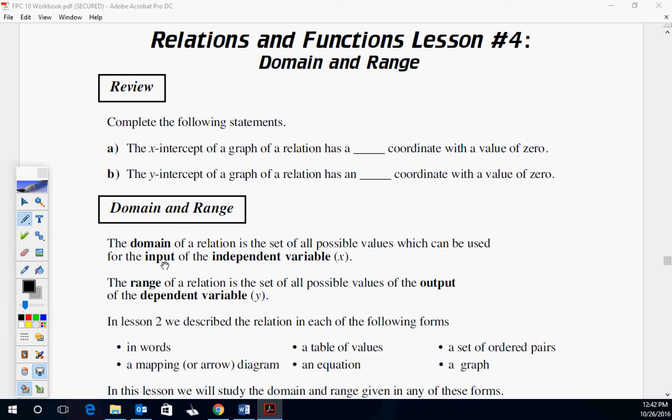Lesson 4 now, domain and range, which we've already talked about. So let's see what you remember. Domain goes with what? X or Y? X. Good. Then range goes with Y. Domain, think X. Range, think Y.